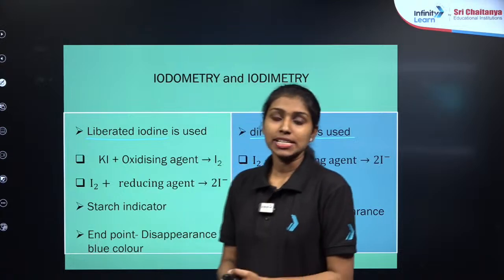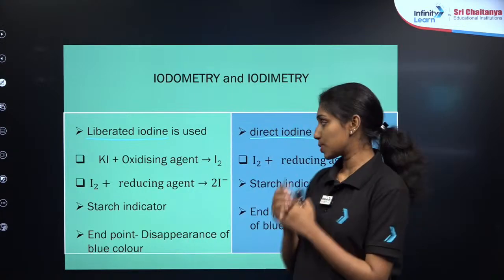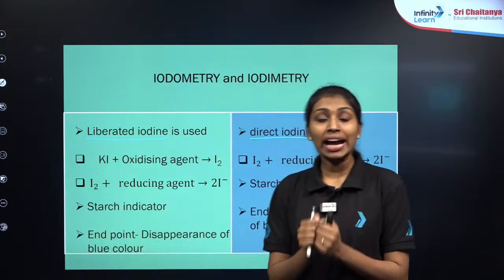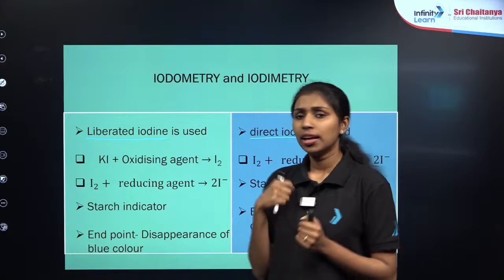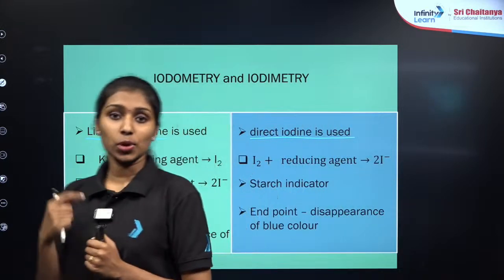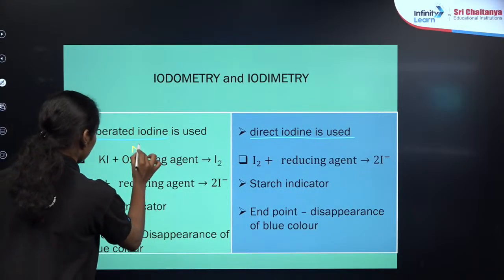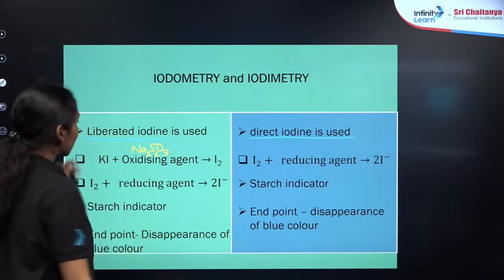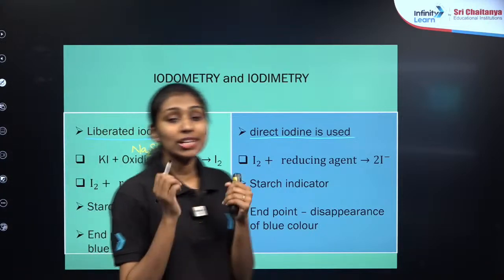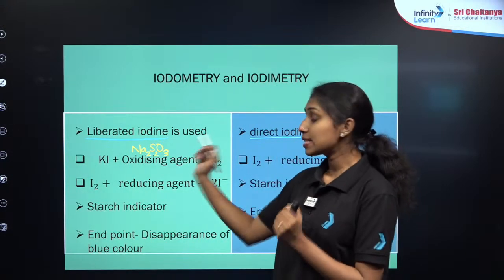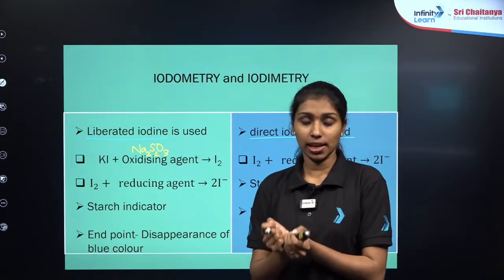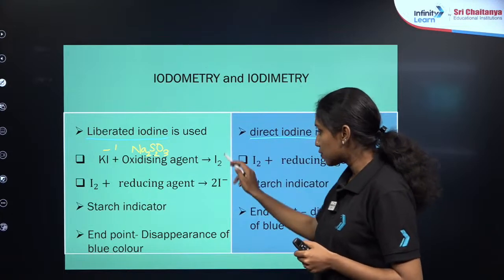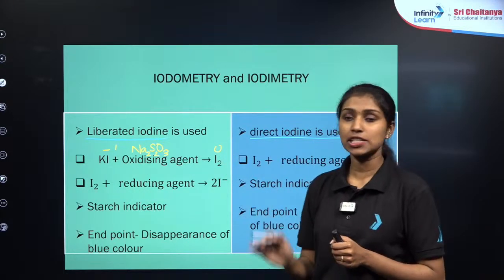In the case of iodometry, as I already mentioned, liberated iodine is used. Why? Because in this particular reaction, potassium iodide first reacts with one of the oxidizing agents, mainly sodium thiosulfate, to find out the liberated iodine from the potassium iodide. The first step in the iodometric titration is that potassium iodide reacts with an oxidizing agent to produce the liberated iodine. Because KI is in the -1 state, it first oxidizes to form the zero oxidation state. This is the first step in iodometry.